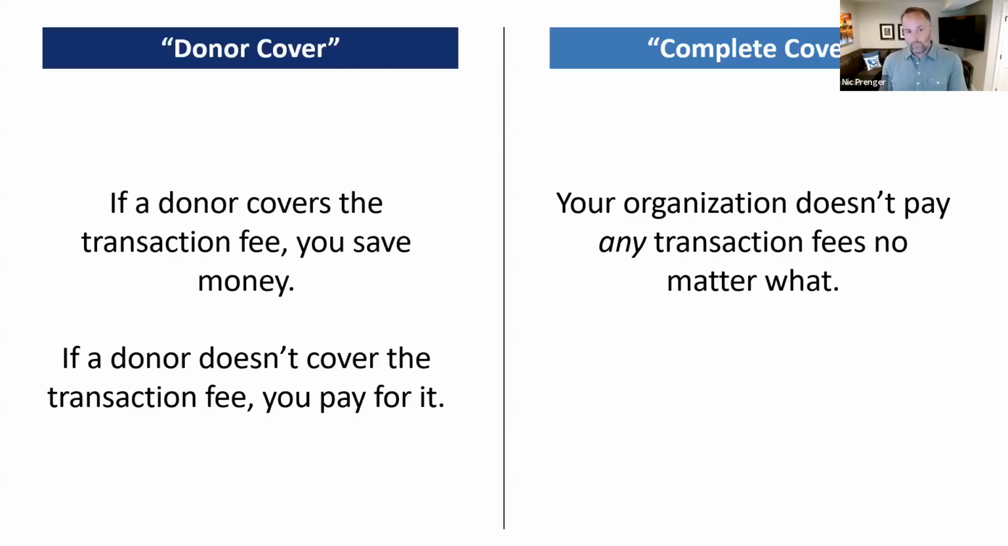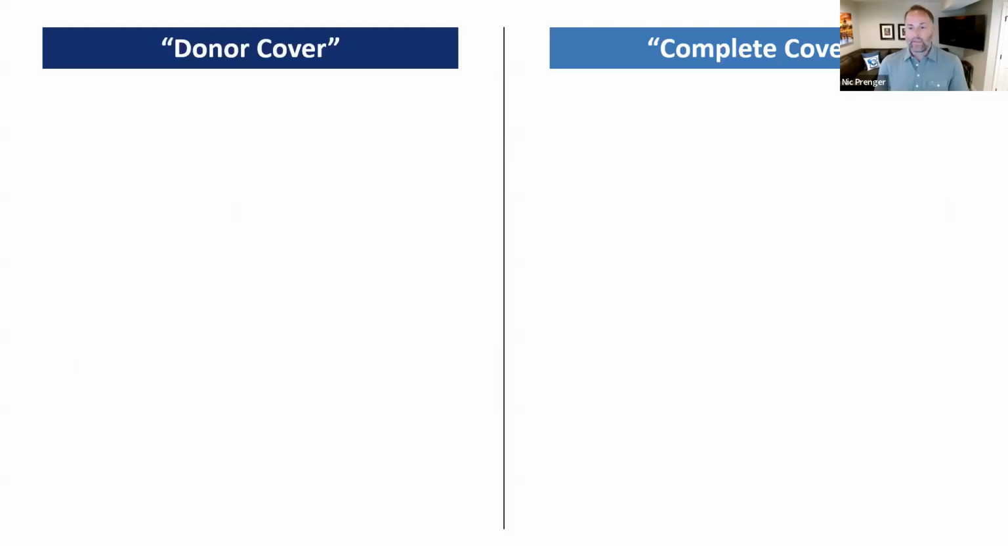Complete cover. If you turn on complete cover, all the gifts that come through there, your organization doesn't pay any transaction fees. If somebody donates $100, you're getting $100 regardless of what the donor checks or unchecks. Blackbaud is making a promise to you that you are going to get every dollar of the original gift that is intended. That sounds like an amazing deal. I can see why a lot of people are excited by that. You have to read the fine print though and understand what's actually happening so you can make an intelligent decision on what's right for you. So donor cover, you may have some people pay transaction fees, you may have some that don't. Complete cover, all the transaction fees are covered.